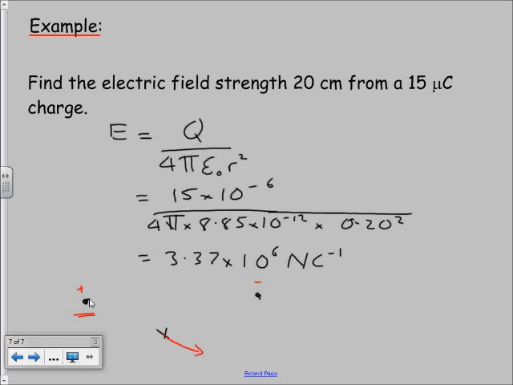Well, that's not very well drawn. Oh, it's not too bad. And so what you'd have to do is add together those two vectors to get the resultant electric field at that point.